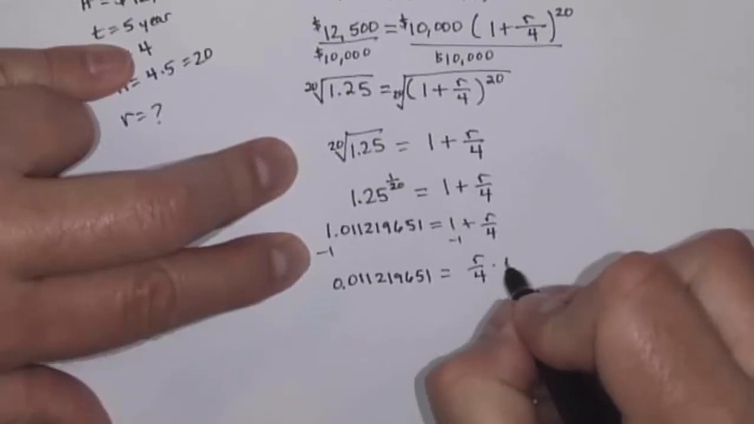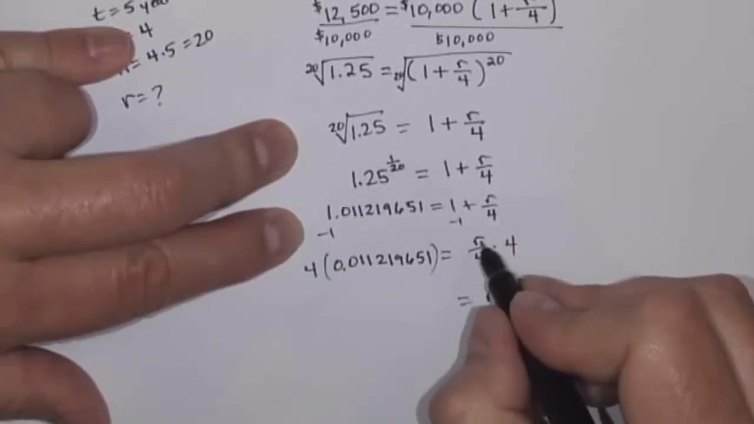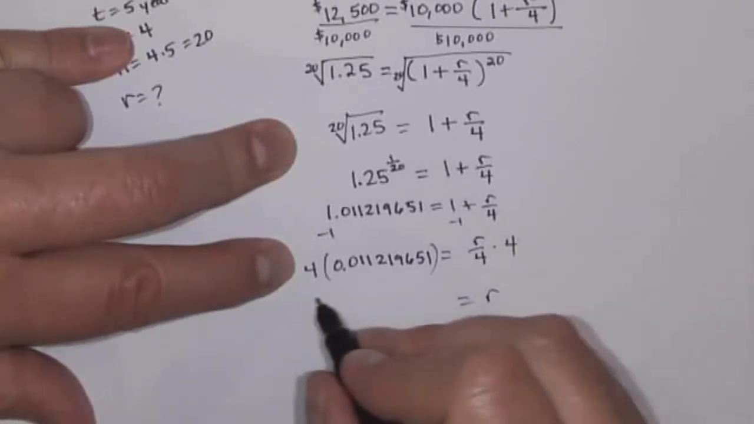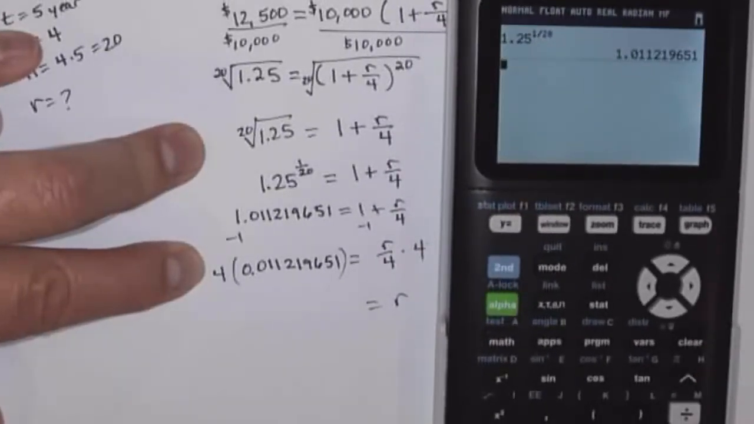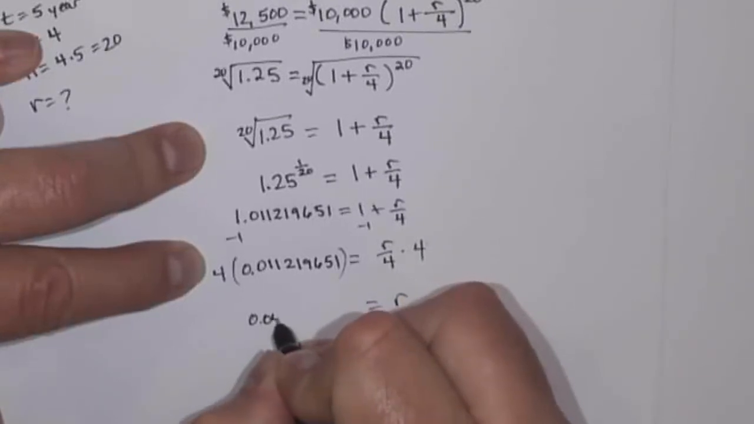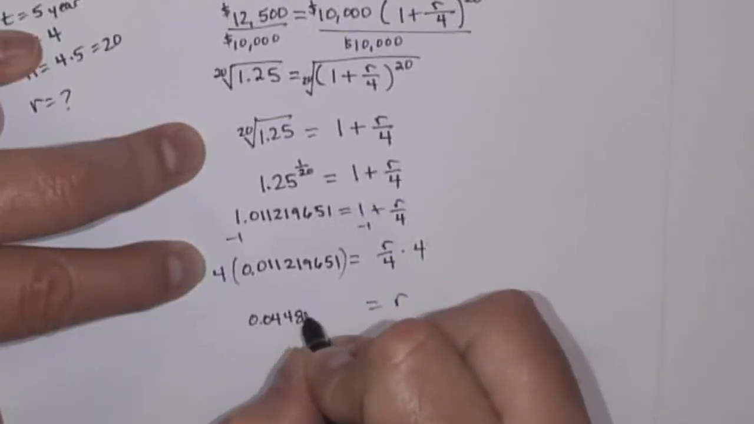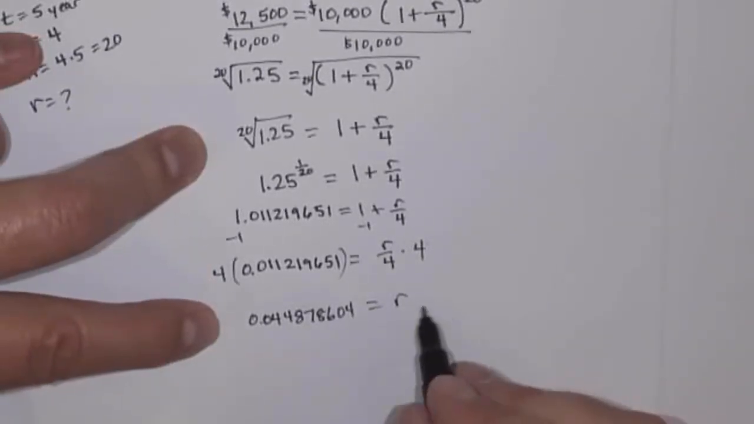So to solve for R, I can multiply both sides by 4. So on the right-hand side, R divided by 4 times 4 is just R. On the left-hand side, I have 4 times that number. So if I take 4 times 0.011219651, that is 0.0448786. So that is 0.044878604. So that's our interest rate.